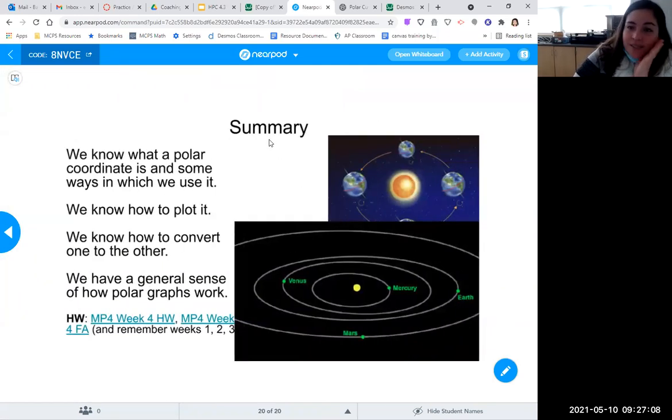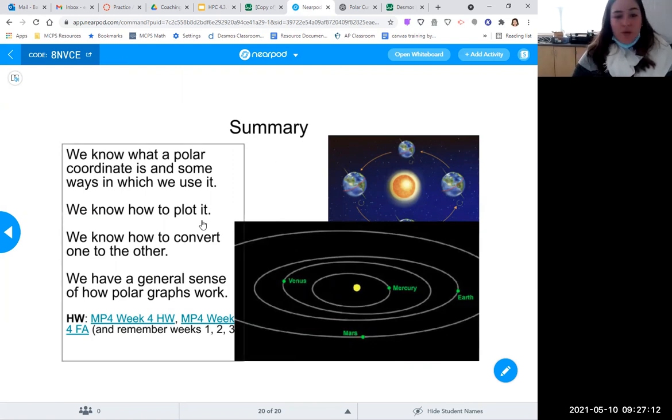So in summary, we know what a polar coordinate is and some ways in which we use it. We know how to plot a polar coordinate. We know how to convert one to the other, and we have a general sense of how polar graphs work and some of their types.